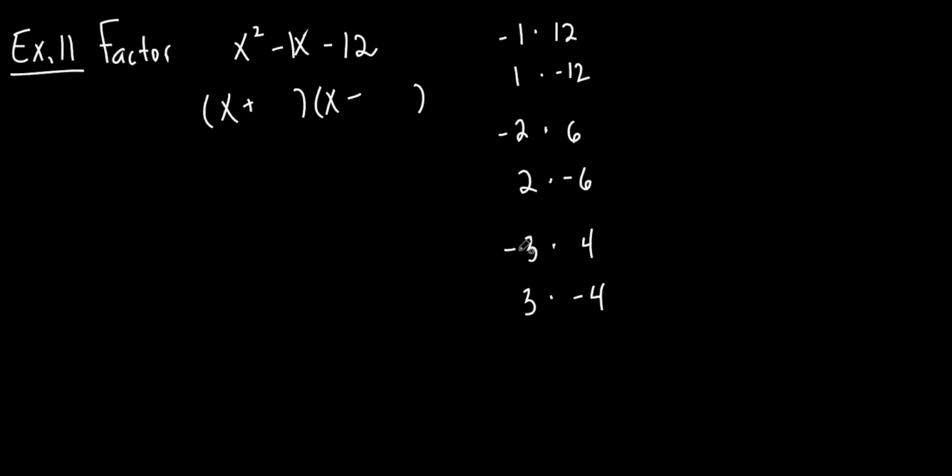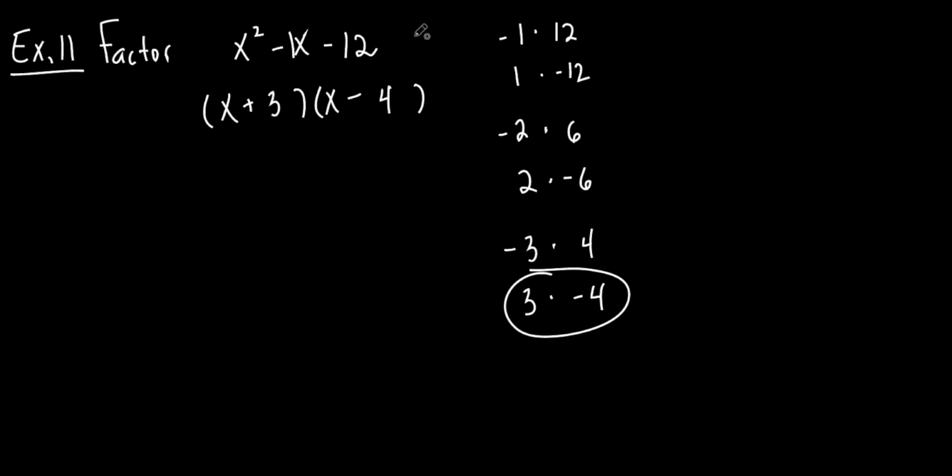The positive 3 and the negative 4. Very good. Because negative 3 plus 4 is positive 1. But what are we trying to get it to be? Negative 1. So positive 3 plus negative 4 is what? Negative 1. So this is the one that I'm going to use. So the positive has to be with the 3. The negative has to be with the 4.